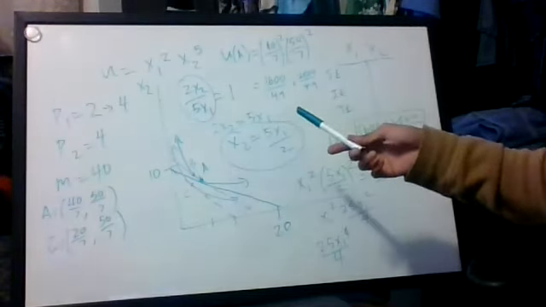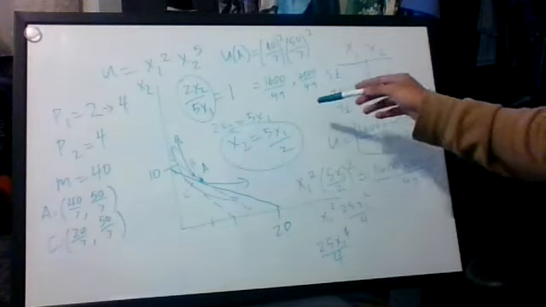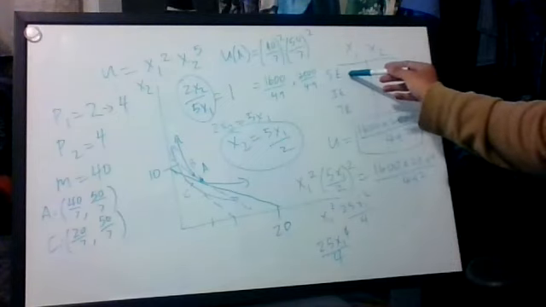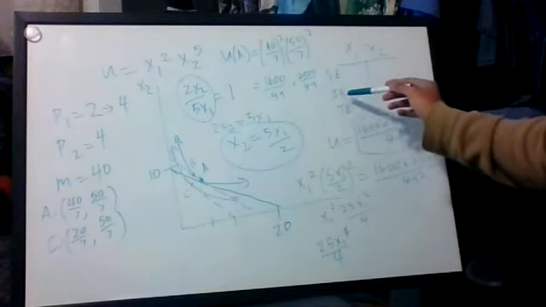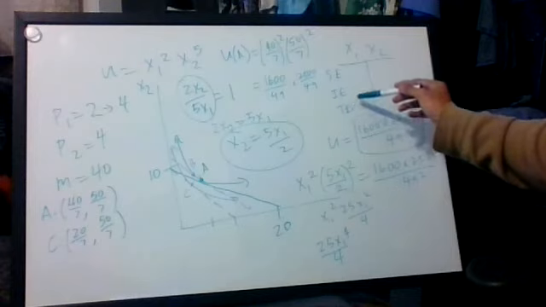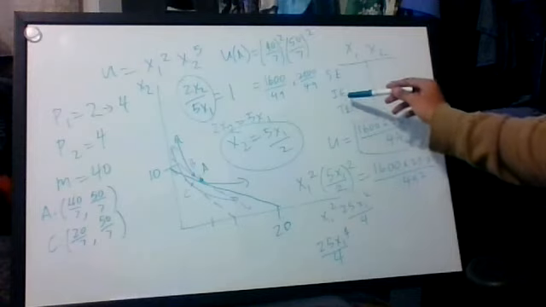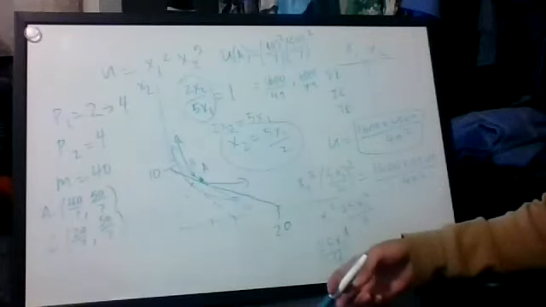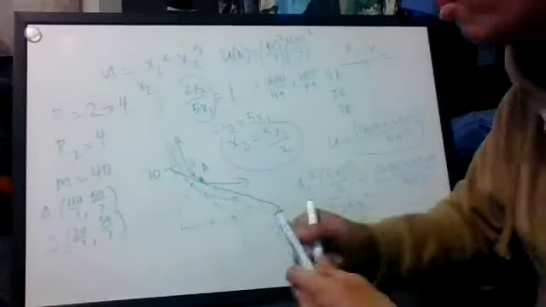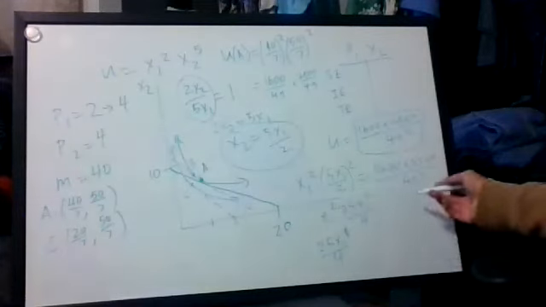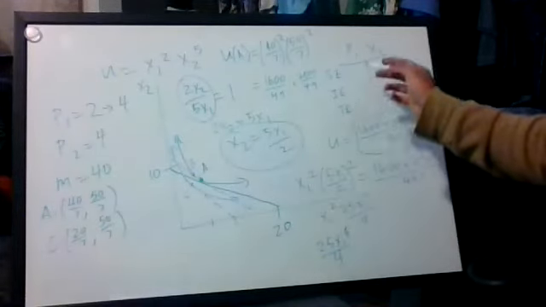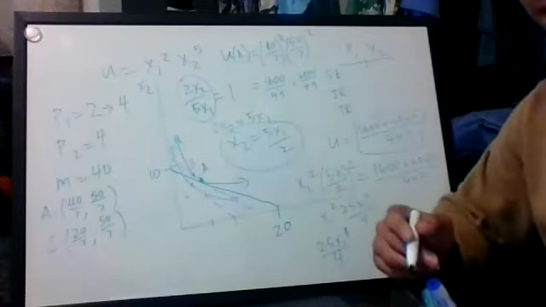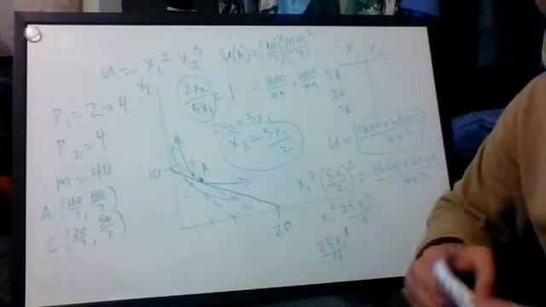From there, we know that the substitution effect is going to be A to B, and the income effect is B to C, so A to C is the total. If we have every point, which we'll be able to find, that'll give us the numerical values for the substitution and income effect.